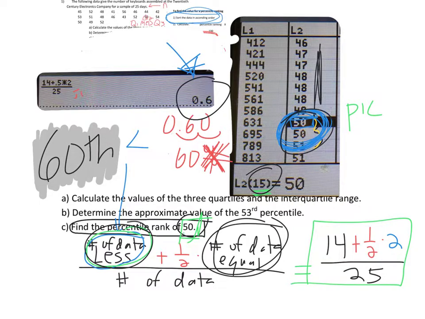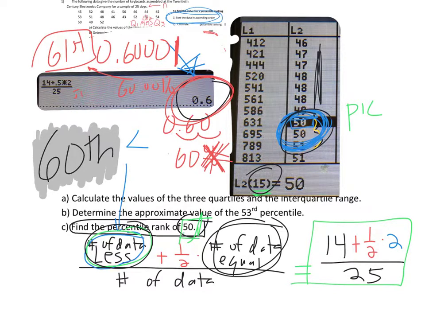So here, 50 is in the 60th percentile. If you would have done this division and you would have gotten anything bigger than 0.6, let's say you would have gotten 0.600001, that would be 60.001%. That would have made it in the 61st percentile. You would have then surpassed the 60th and been in the 61st. But here you got 0.6 exactly, so that means 50 is in the 60th percentile.